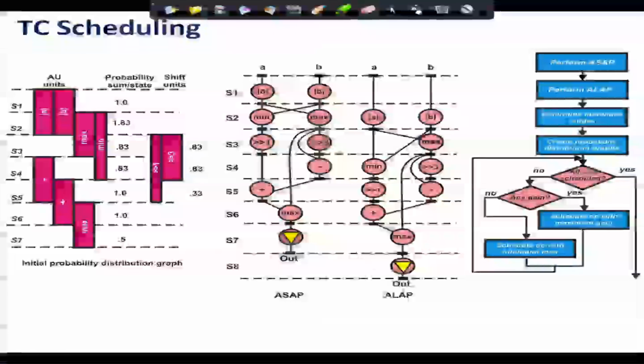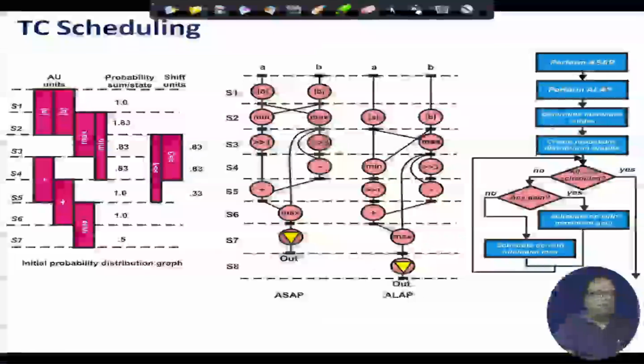The constraint could have come that I am not giving you any resource constraint, I am giving you a time constraint, that come what may, whatever resources you need, take it, but I want the output within 8 steps, 8 control steps. Okay. For that, let us first look at the algorithm.